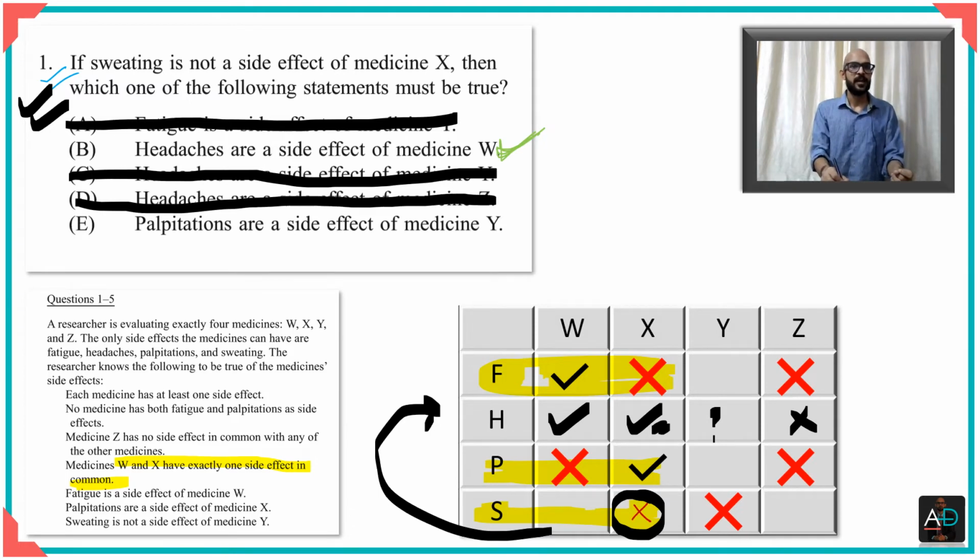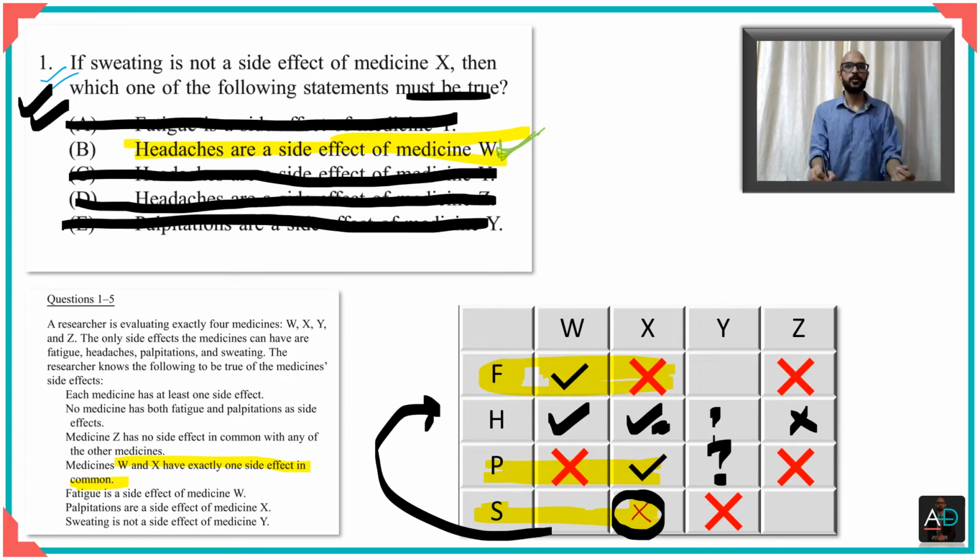And then it says palpitations are a side effect of medicine Y. Again, we don't know, so you can't say that it must be true. We have to see what must be true. So this is also eliminated. So the answer is very simple. We got it as soon as we saw it, that headaches are a side effect of medicine W. Simple question. I hope you realize that drawing this table and understanding this table makes life very easy.